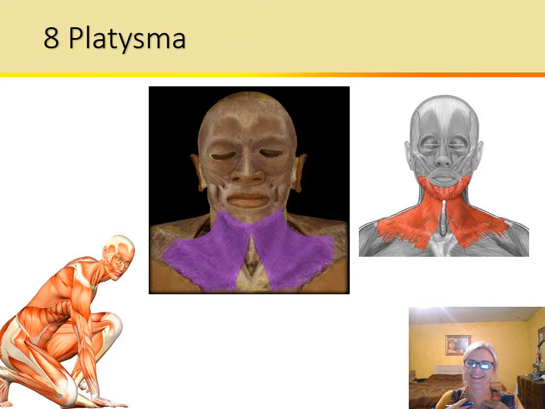I don't care. Whatever helps you remember it, all right? So this is a broad sheet-like pair set of muscles. This draws the corners of the mouth down like that, all right? And it helps in depressing or lowering the mandible.